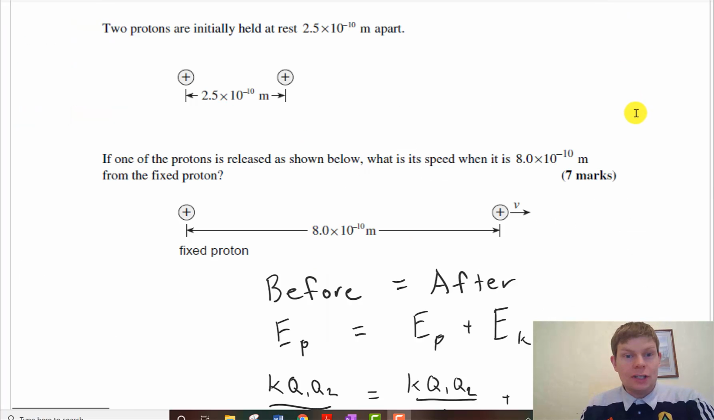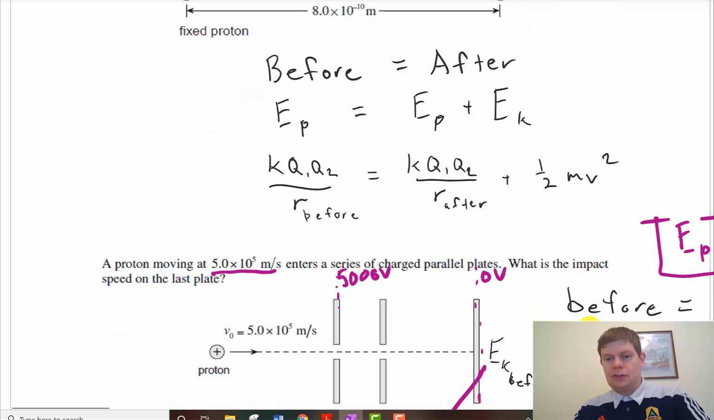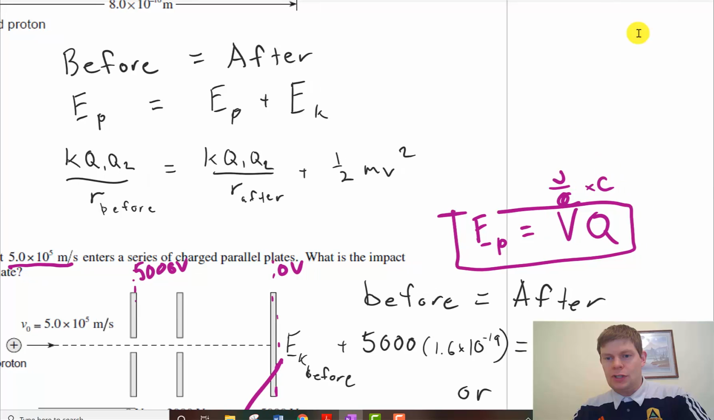All right, for a question like this, anytime it looks for speed, it's going to be a conservation of energy for electrostatics. So initially it's got a certain amount of potential energy, later on it's got this potential energy, and you just have to do before equals after. So before you have potential energy using kqq over r with this separation distance, and then after you've got less potential energy because they're further apart and they're repelling. So you'd use kqq over 8 times 10 to the minus 10. And then the potential energy you've lost has all become kinetic. And so you just do that. Plug in the numbers, solve for your velocity, and you are done.